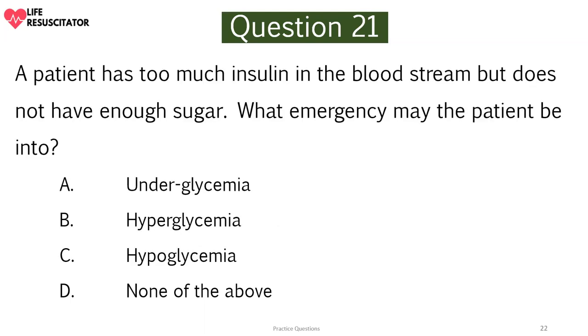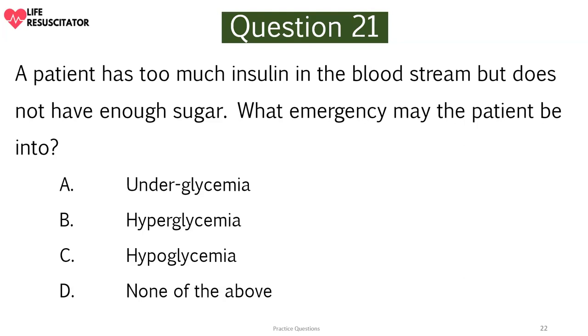Question 21. A patient has too much insulin in the bloodstream but does not have enough sugar. What emergency may the patient be into? A, underglycemia. B, hyperglycemia. C, hypoglycemia. D, none of the above.